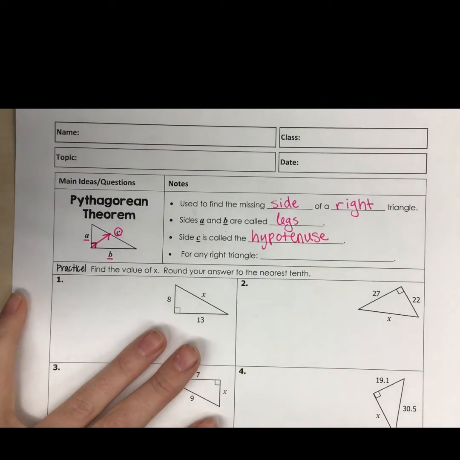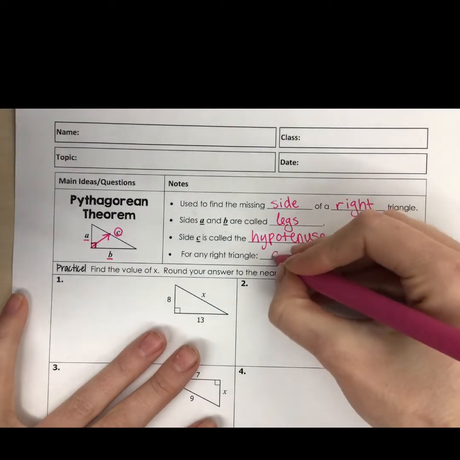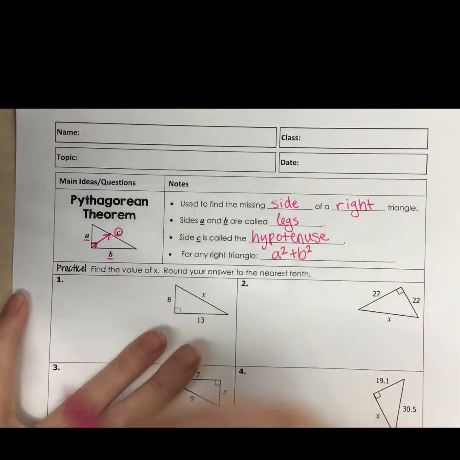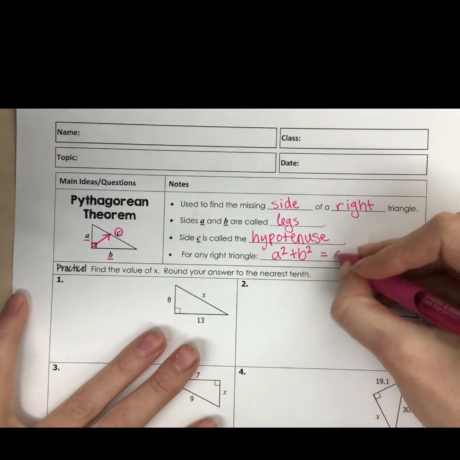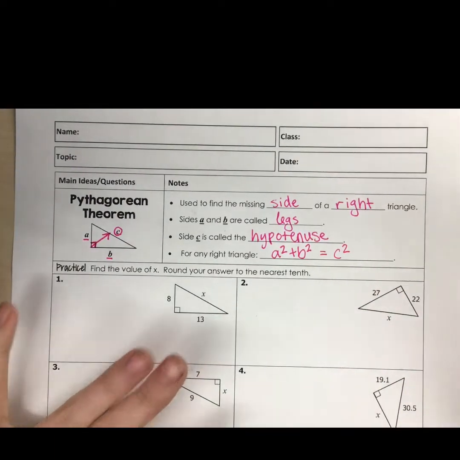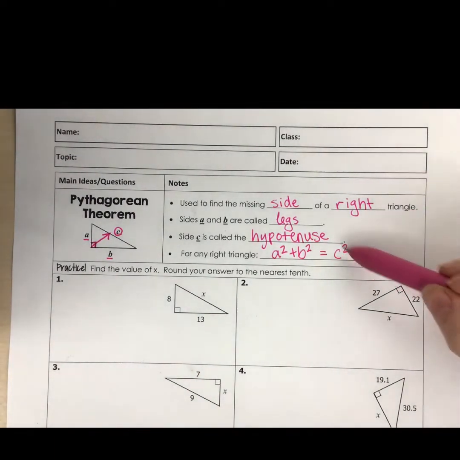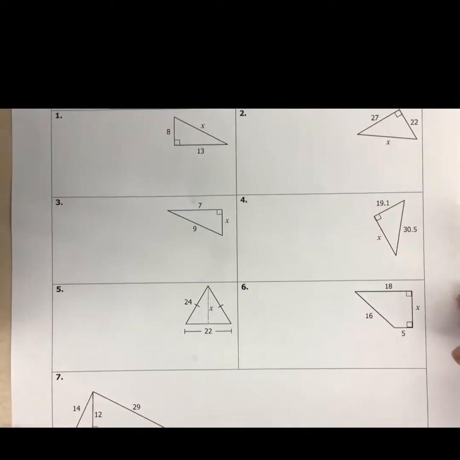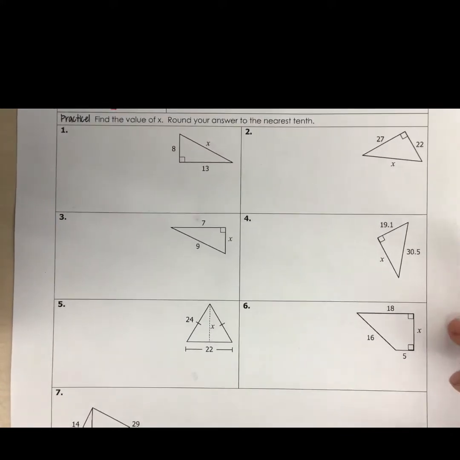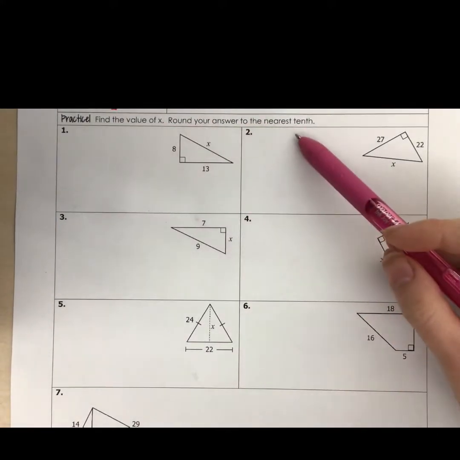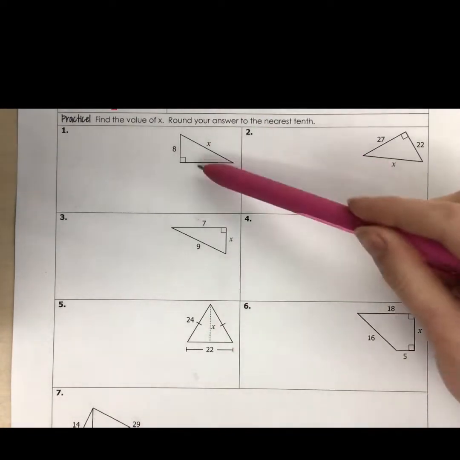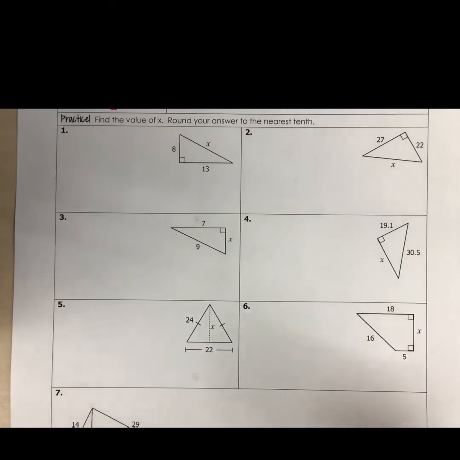And for any right triangle, we can use the equation a squared plus b squared, our two legs squared and then added, equals c squared. So let's try applying this equation, or this theorem, for a couple of triangles. I've got a few examples here for you, and the directions say that we want to find x rounding to the nearest tenth. So let's do just 1 and 3 here.